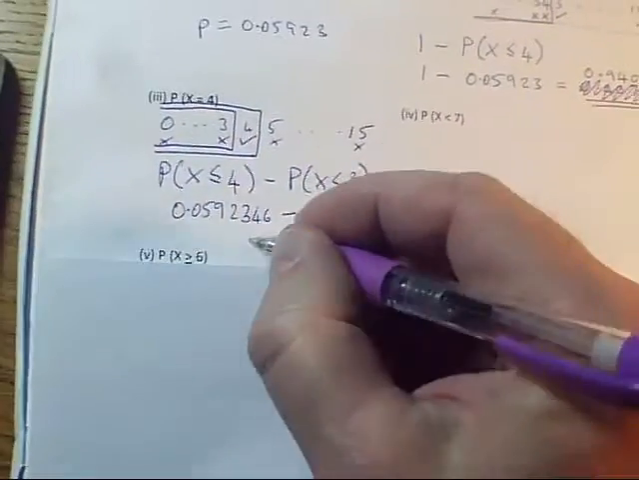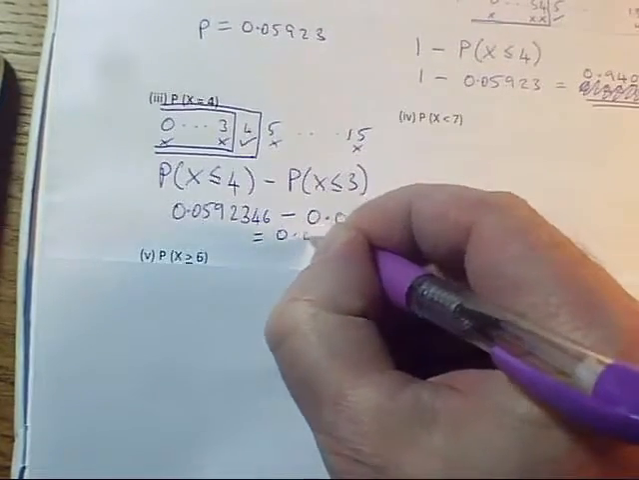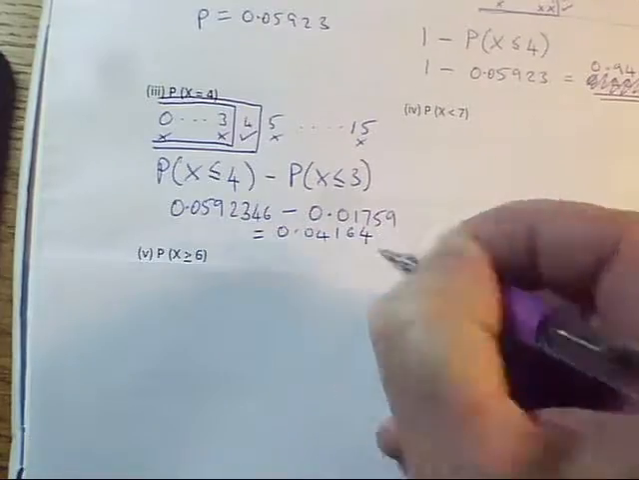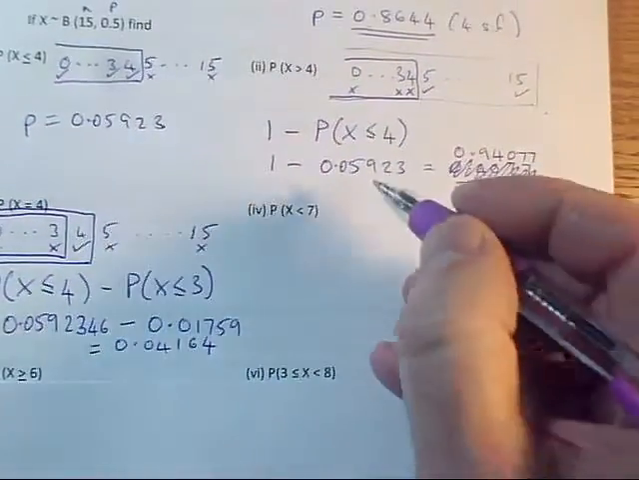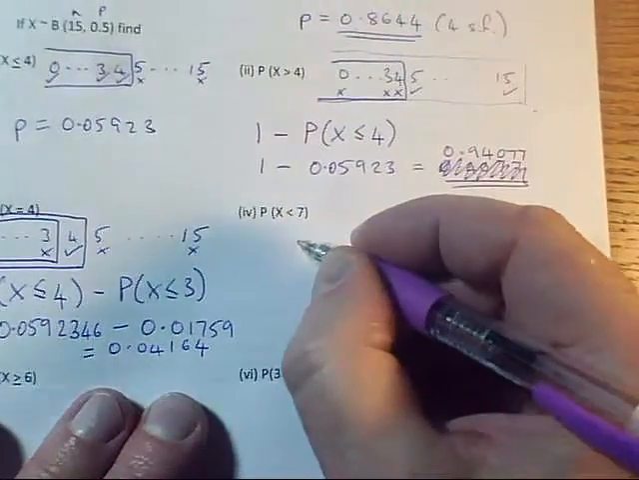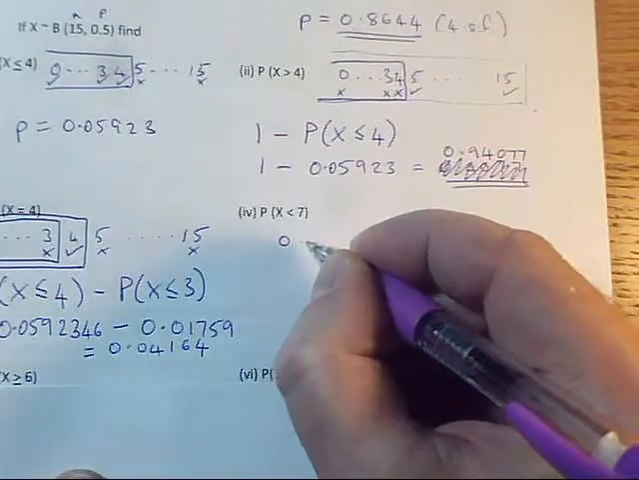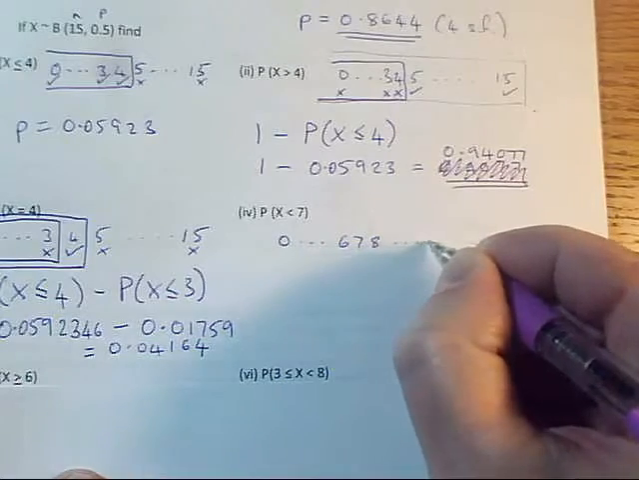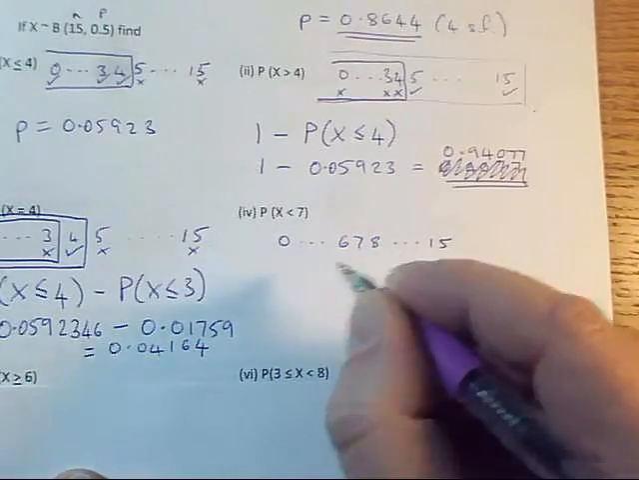So the answer is 0.04164. Okay. Right, next one, probability of x being less than 7. So all the values from 0, around about 7, 6, 7, 8, up to the top one, which is 15. I want x to be less than 7.